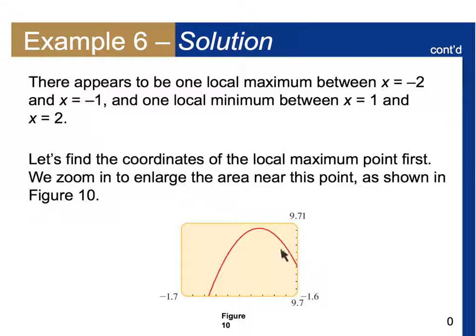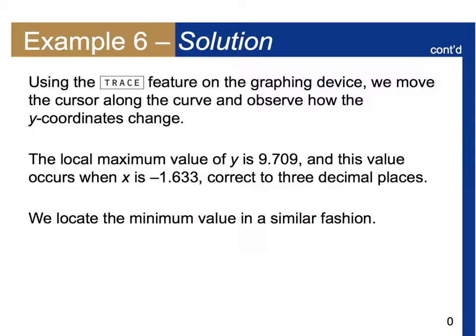Zooming in on that left hill, you can see it's between minus 1.6 and minus 1.7, about minus 1.64 or so, where our local maximum is. And that local maximum value is close to 9.71, the actual value of the function. If we used a graphing application and traced, for example, we'd see the y is 9.709 and the x is minus 1.633.